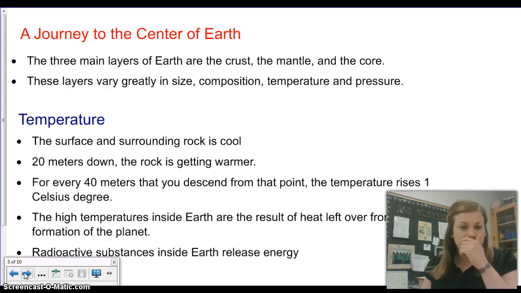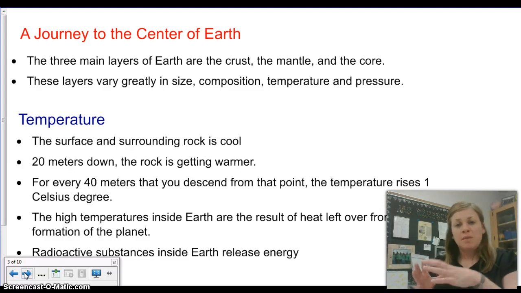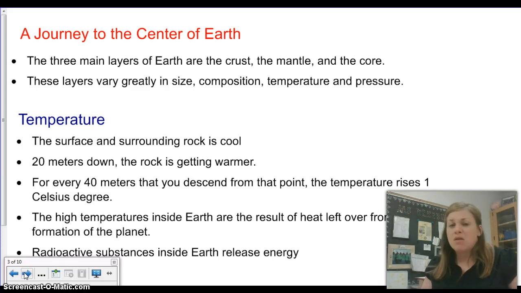The temperature. The surface and surrounding rock is cooler. The temperature here on Earth is determined by the sun and those other elements. But the rock below us is affected by Earth's inner core, and near the surface it's much cooler because we have this atmosphere cooling it off. Twenty meters below, the rock is actually going to get hotter, and for every 40 meters you descend from that point, it increases by 1 degree Celsius. It's going to get extremely hot, so hot that you would burn up. Between the temperature of Earth's core and the pressure, you would never make it to the center because one of the two would kill you, probably the pressure before the heat.